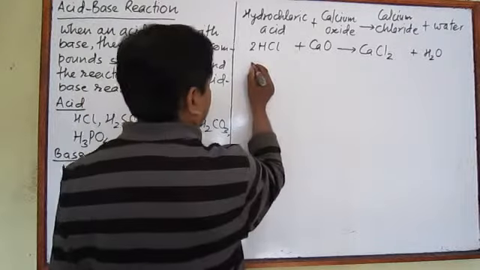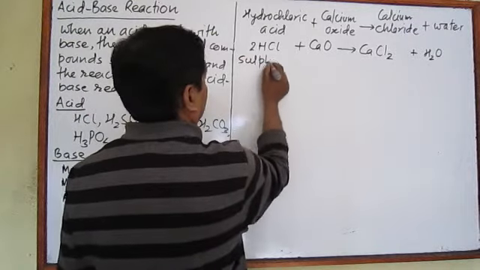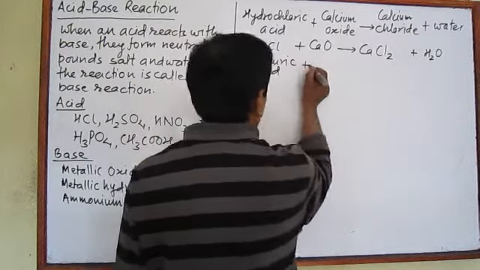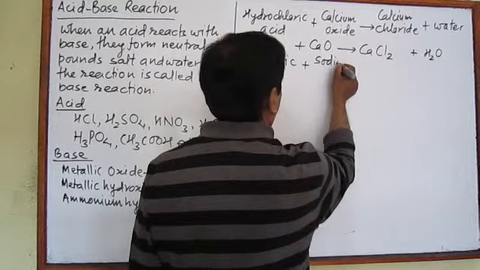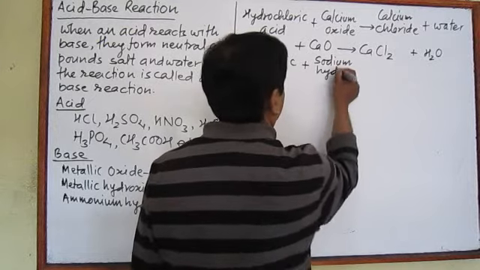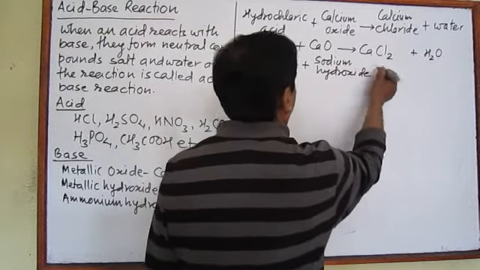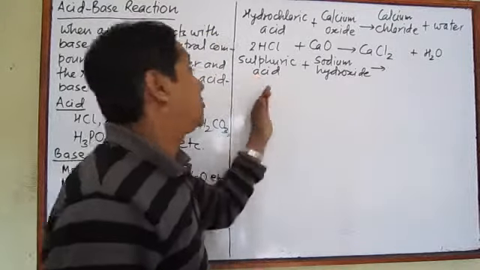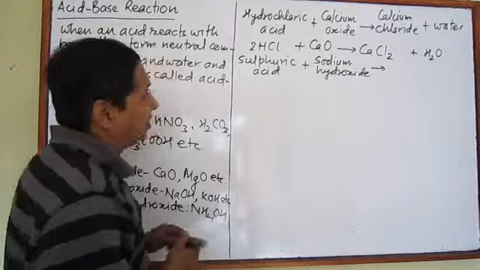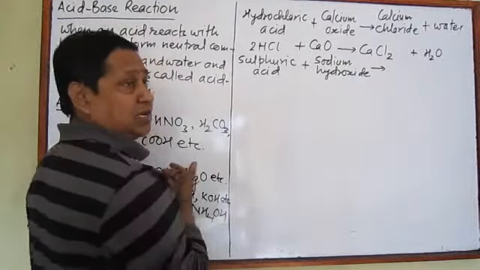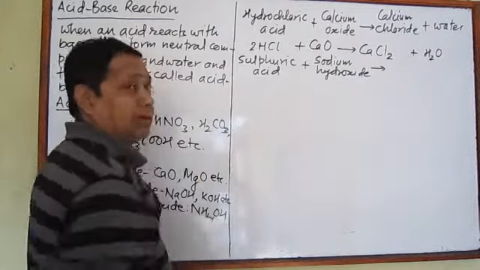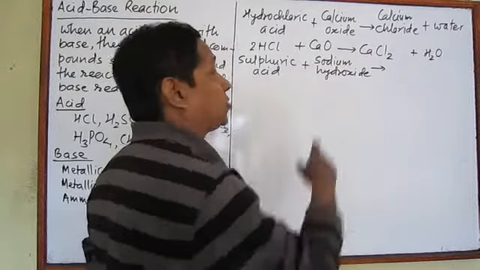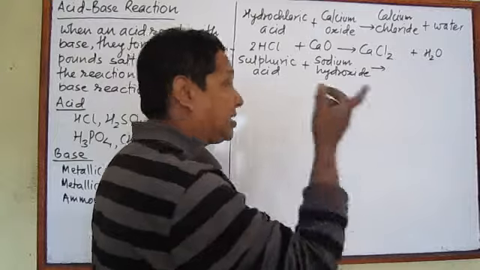When sulfuric acid reacts with sodium hydroxide, if you have been given these reactants only, you have to write the product also, and you have to write balanced chemical equation also. Then how do you identify this as acid-base reaction? Sulfuric acid is directly written acid, and sodium hydroxide is metallic hydroxide base, acid-base reaction. That's why one of the product is salt, another product is water.